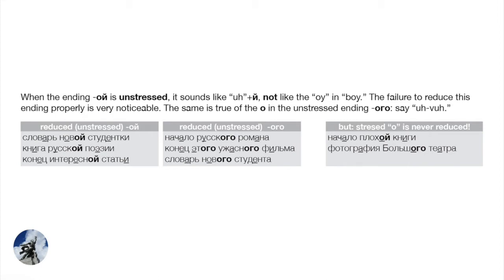Now remember, if we have a stressed-ending adjective like большой, плохой, другой, right, then that ending is always going to be stressed. So, of course, if the o is stressed, it won't reduce. And we would say for the beginning of the bad book, начало плохой книги, плохой книги. Or a photograph of the Bolshoi Theater, the big theater, фотография Большого театра, Большого.